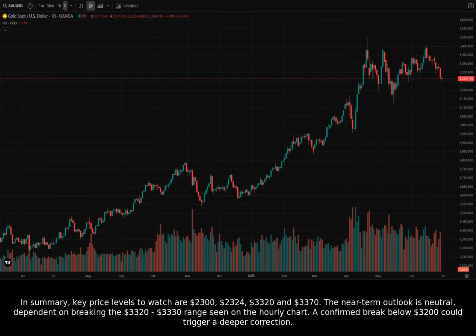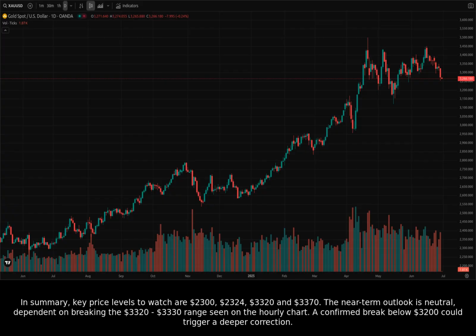In summary, key price levels to watch are $2,300, $2,324, $3,320, and $3,370. The near-term outlook is neutral, dependent on breaking the $3,320 to $3,330 range seen on the hourly chart.